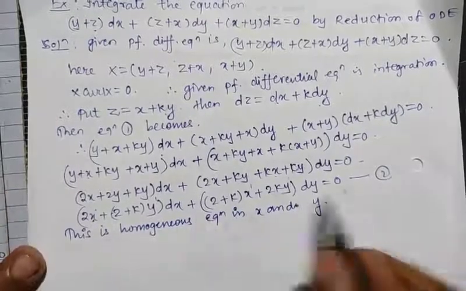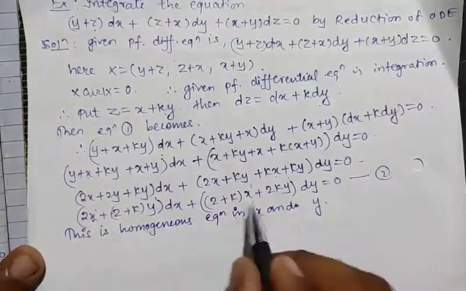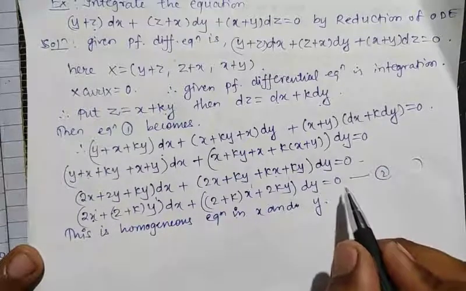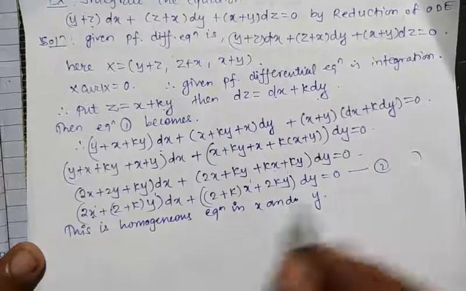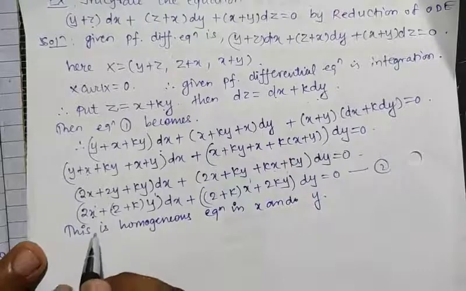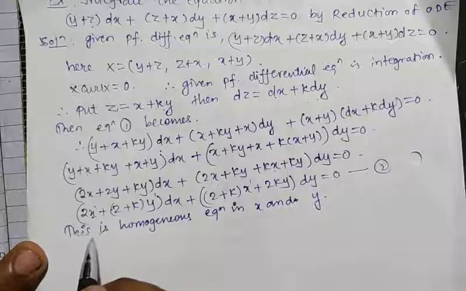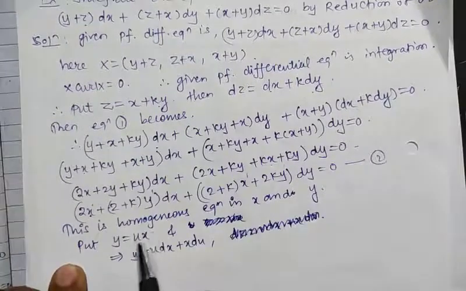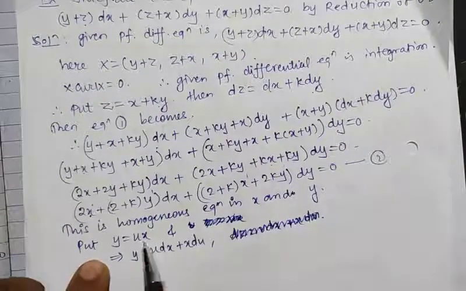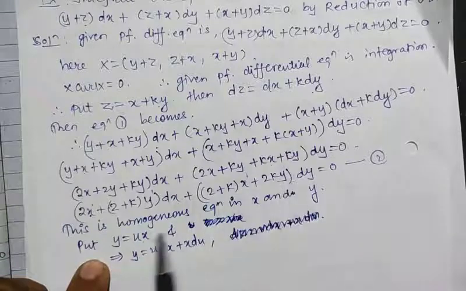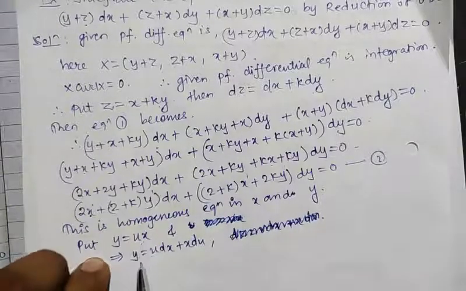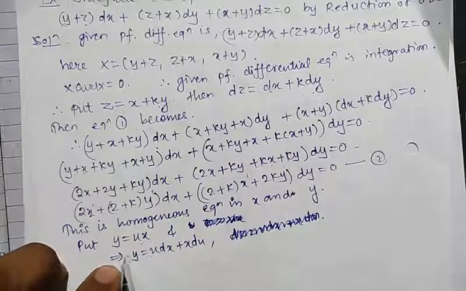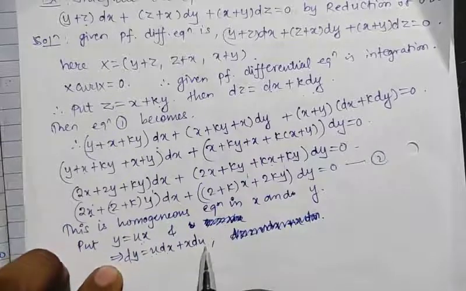So we solve this differential equation by using the homogeneous equation method. What is the standard procedure to find the solution of a homogeneous equation? Put y is equal to ux. So substitute y is equal to ux. Here we have only two variables. So we substitute y is equal to ux, so its derivative dy is equal to u dx plus x du.